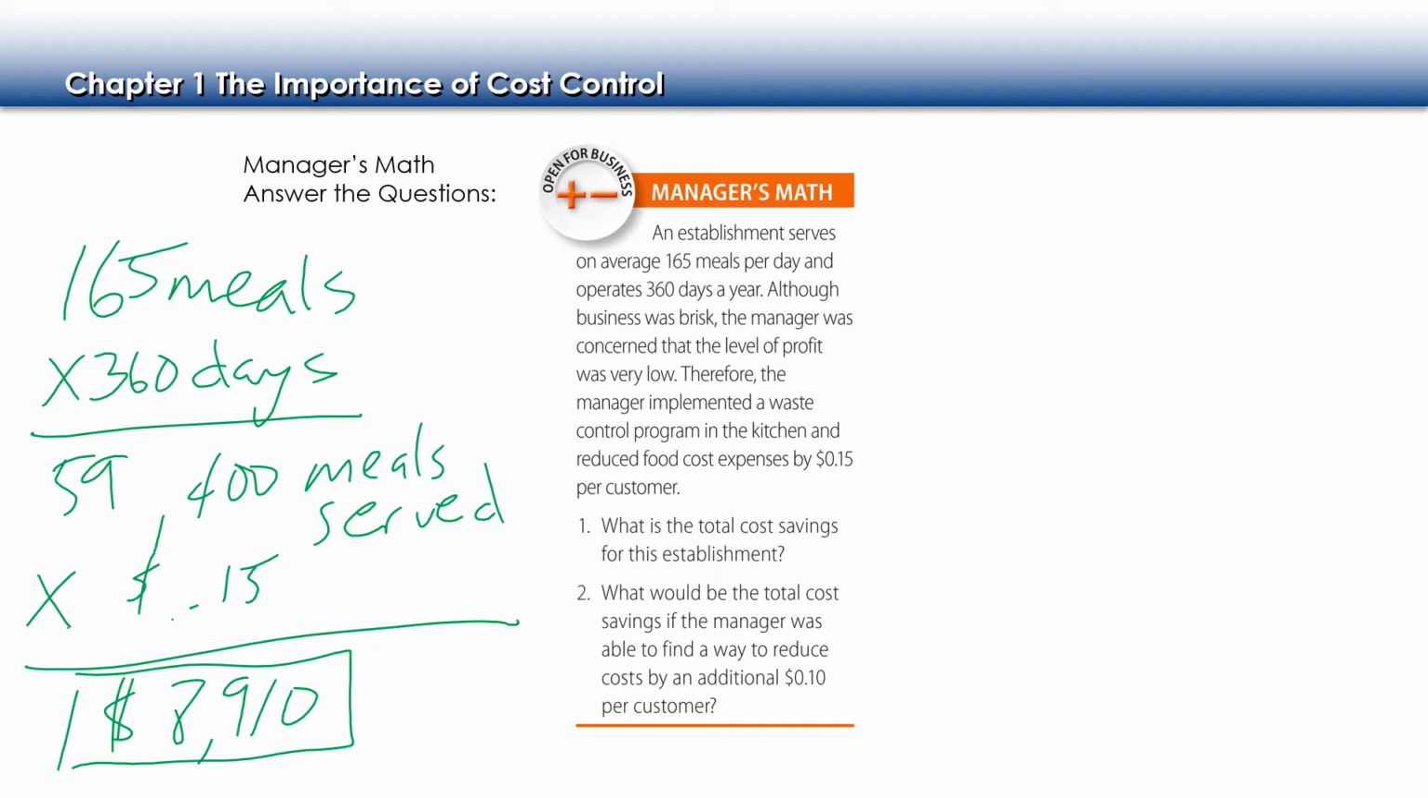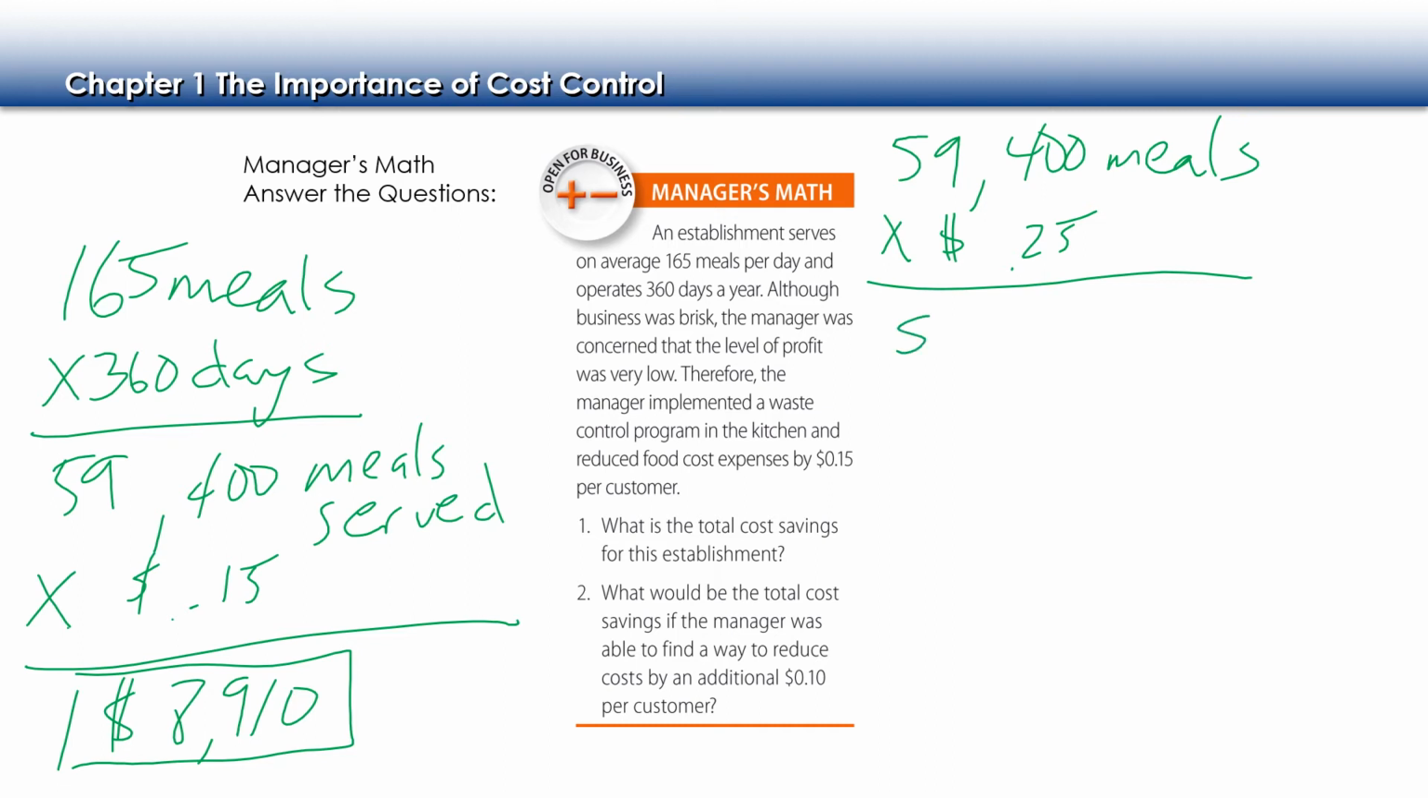So what if we could do it by an additional 10 cents? And so we already have the math there. Let's do 59,400 meals times 0.25, so 25 cents.